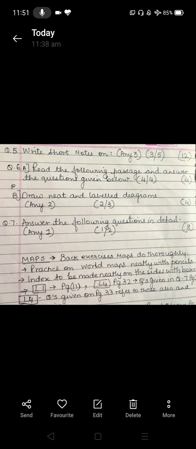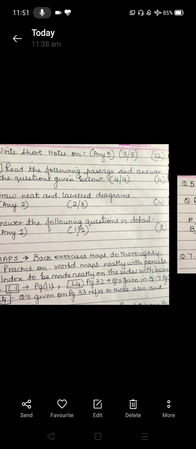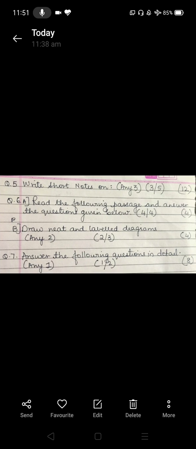Now coming to maps. Basically students, for maps you are going to see the back exercises. You do it thoroughly. I have shown you on this. 1 minute.